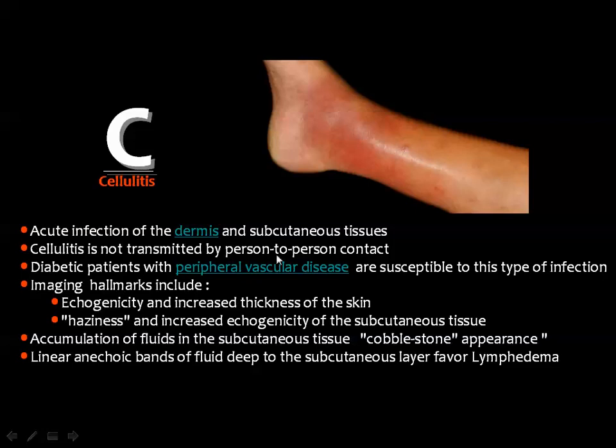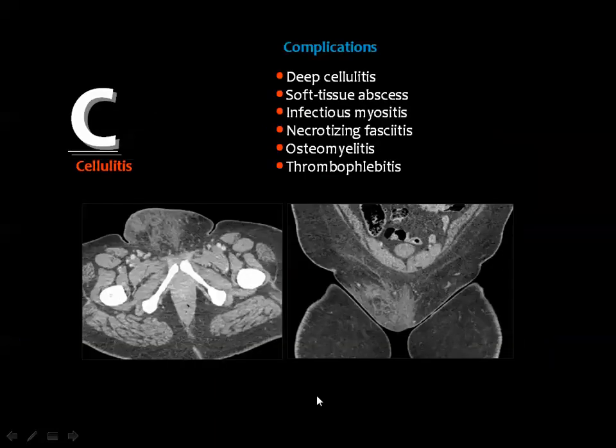cellulitis, of course, is not transmitted from person to person by contact. Diabetic patients with peripheral vascular disease are more susceptible to this type of infection. By ultrasound, there is echogenicity and increased thickness of the skin, haziness, and increased echogenicity of the subcutaneous fat. And cellulitis is one of the straightforward clinical diagnoses, and in most of the cases it needs no imaging, but imaging is usually resorted to for fear of complications.